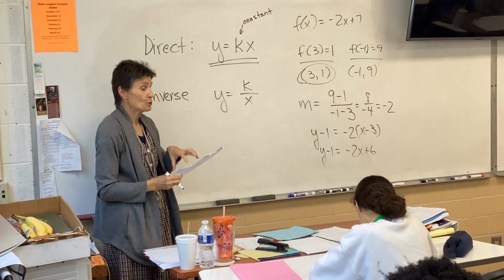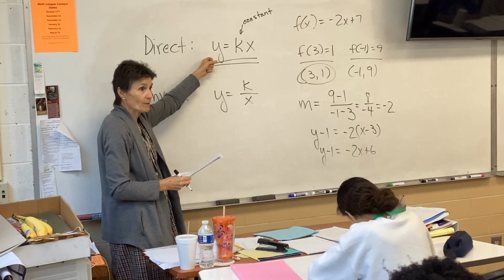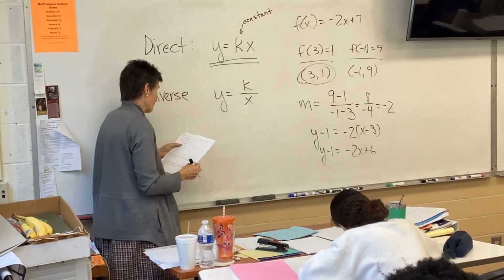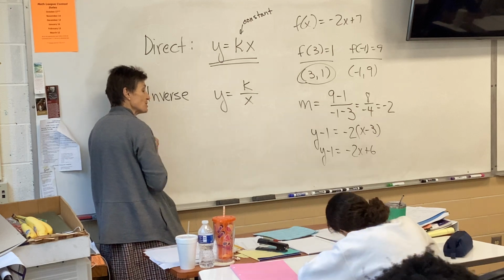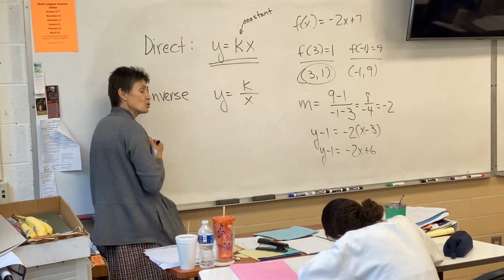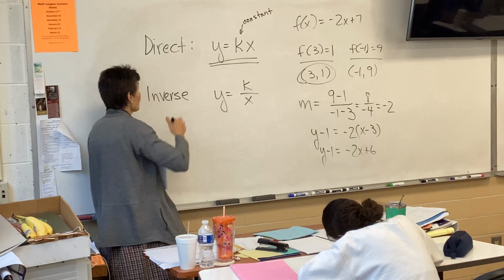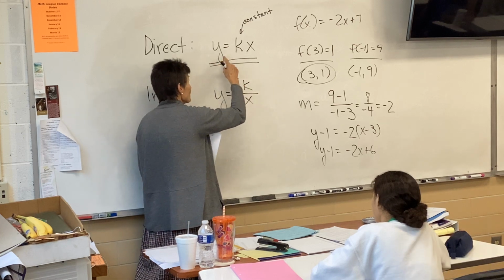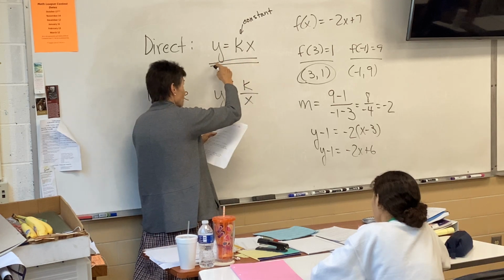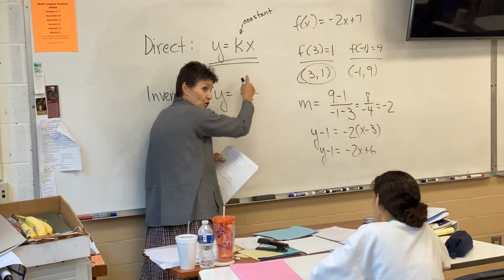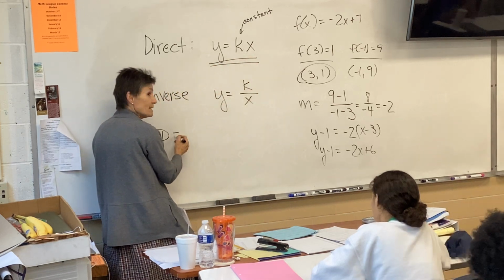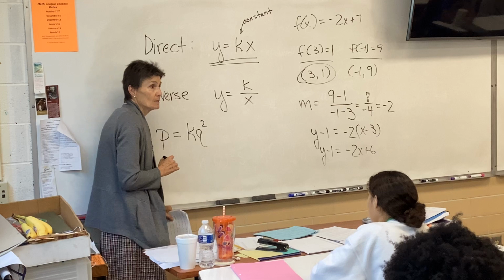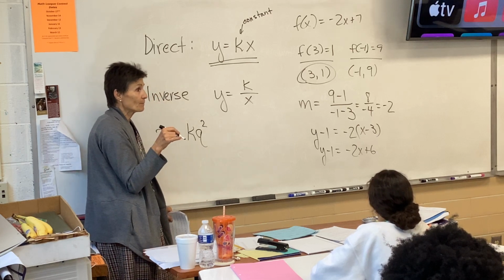So in this little unit, you have 2 things to remember. That's direct, that's inverse. So then I go to problem C. P varies directly as the square of Q. Now it's direct, so it's going to be this format. But instead of y varies directly as x, it's p varies directly as the square of q. So what's the equation? P equals k times q squared.